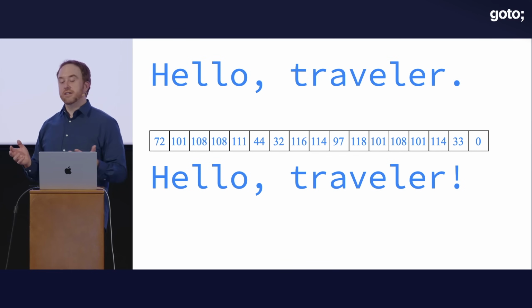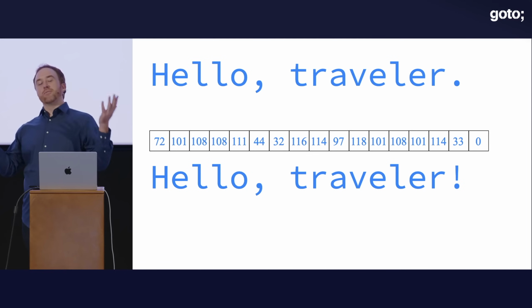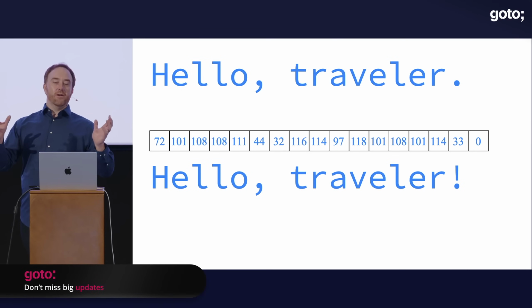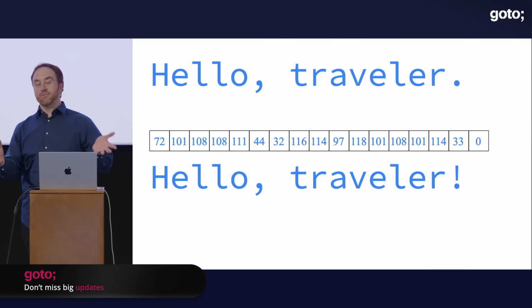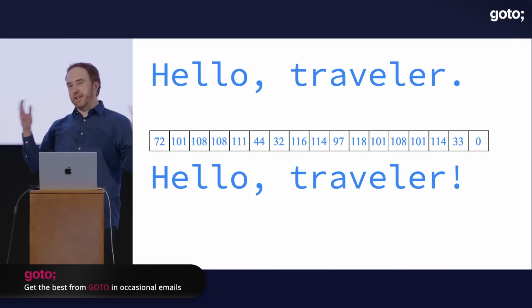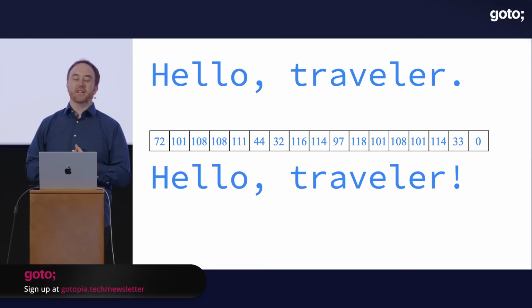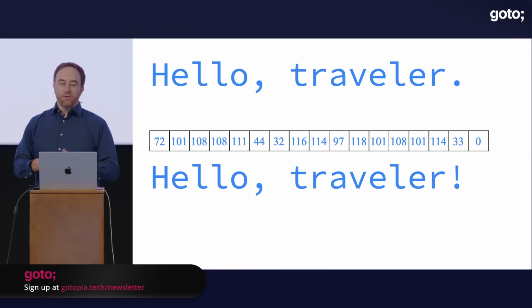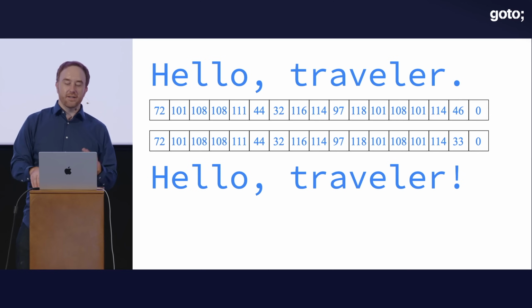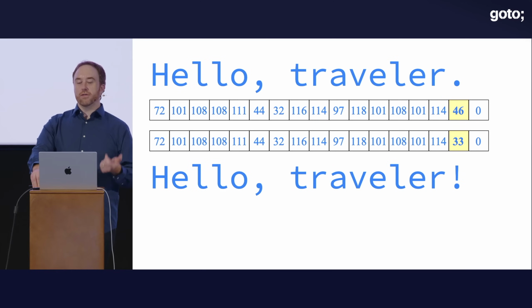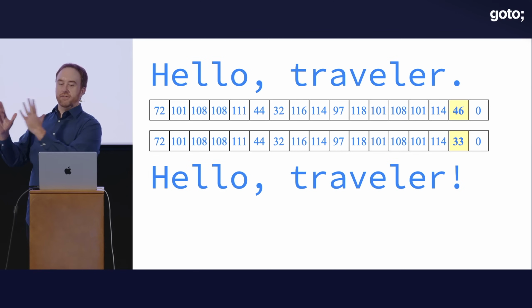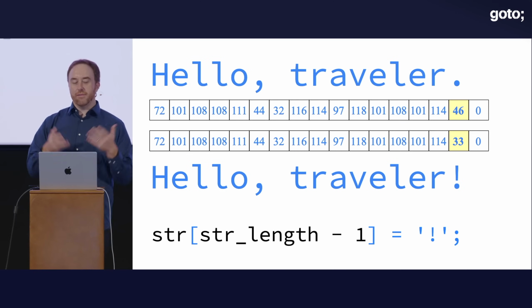So now let's imagine that I had some algorithm where I wanted to change the greeting from "hello traveler" with a dot to "hello traveler" with an exclamation point if the shopkeeper was really happy to see you because you're a return customer or something like that. This would be almost exactly the same bytes. The only difference would be the dot byte would be 46, and the exclamation point would be 33. If I were writing some C code to change the last byte of the string from a dot to an exclamation point, I might write it like this.